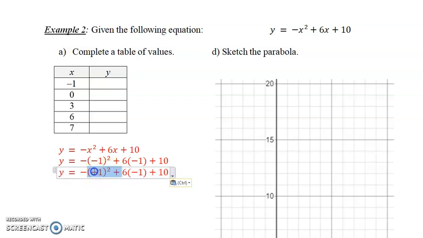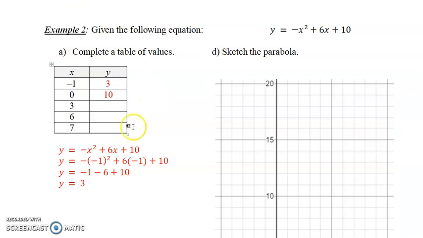So -1 squared is 1, so this thing becomes -1. -6 times -1 is -6, plus 10. So we add these together and we get 3. So the value here is 3. Okay? And we do the same thing through. 0 would give you 10. I'm just doing these in my head now, right?